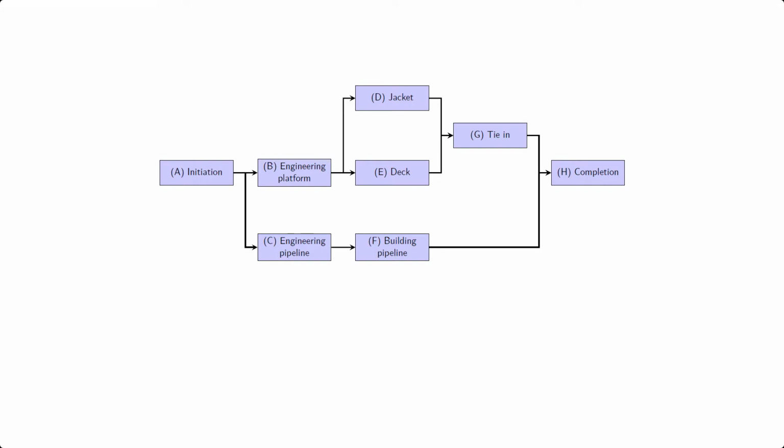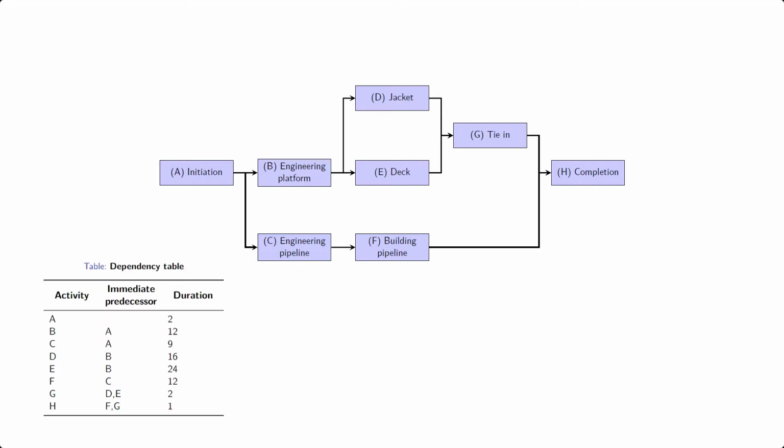Based on the dependency table, we can make the basic structure of the network diagram, which I have done here. Just take a look at the dependency table, look at the immediate predecessors, and see that it is consistent with what I've drawn here. For instance, it says that the immediate predecessor of B and C is activity A. And that is exactly what I have done here.